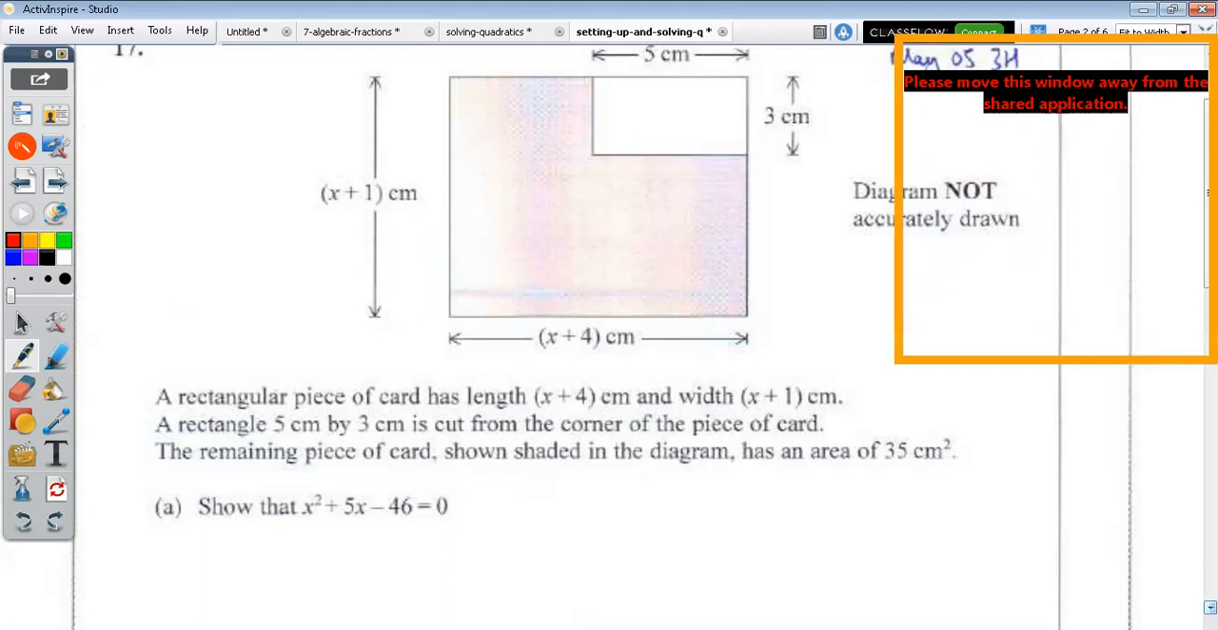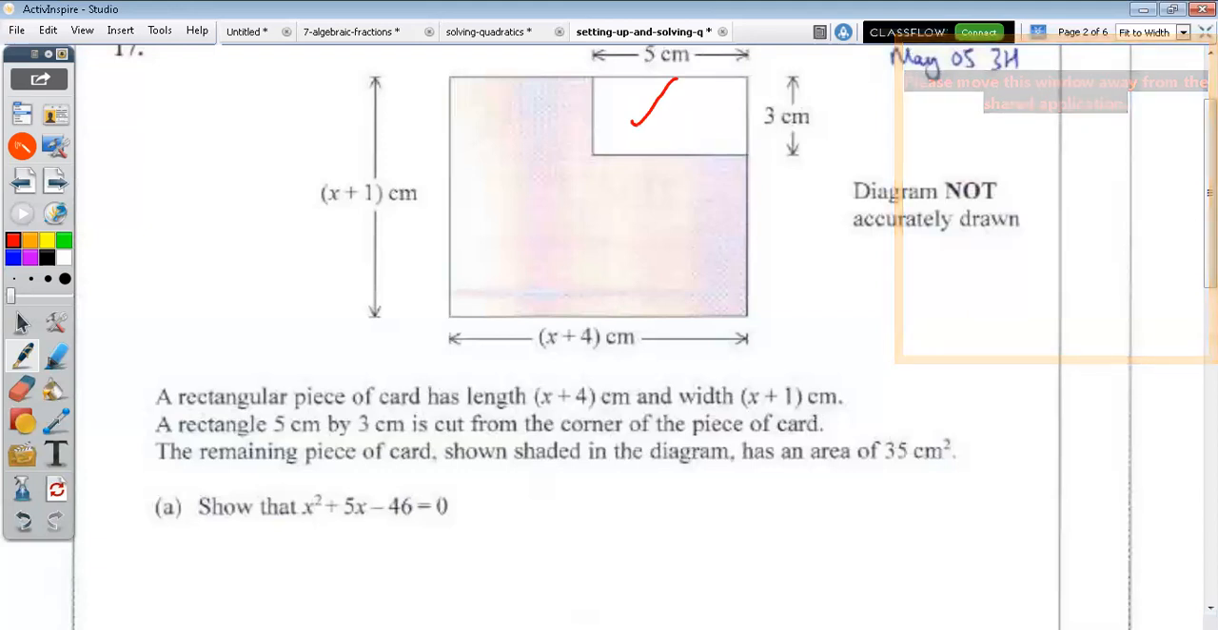So how do you find the area of the shaded region? We will say area of the what? Of the big rectangle, do you agree? Minus area of this unshaded part. Do you agree? Yes, sir. Because if we take away that area then we get 35.